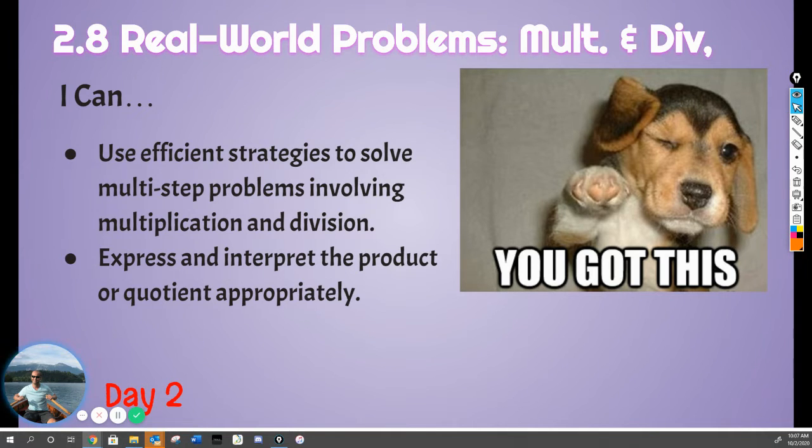What is penultimate, you ask? Well, it's just a really fancy word that means second to last. So yeah, one more after today. We're going to continue with real-world problems.